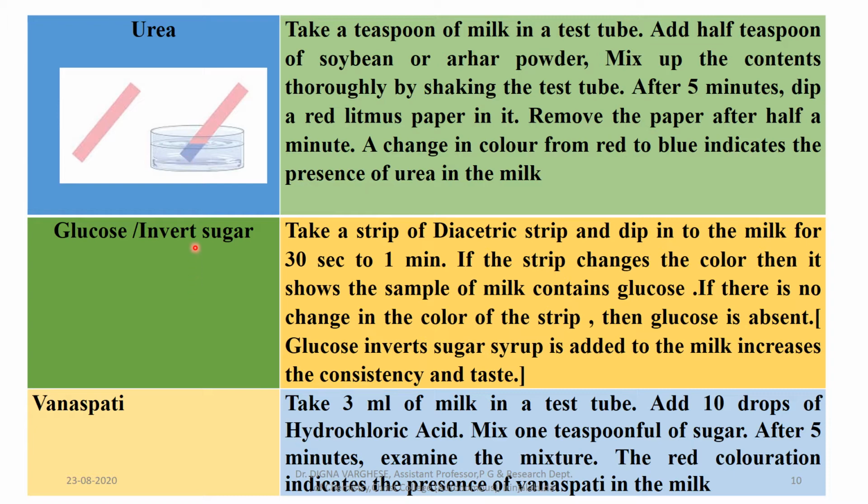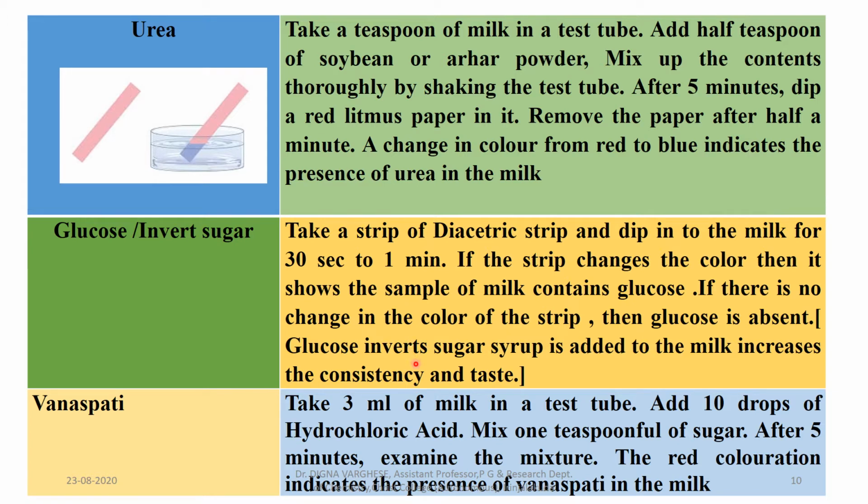Another adulterant used in milk is glucose or invert sugar. That is tested by using a diastix strip. Take a strip and dip it into the milk for 30 seconds to 1 minute. If the strip changes the color, then it shows the sample of milk contains glucose. If there is no change in color of the strip, then glucose is absent.